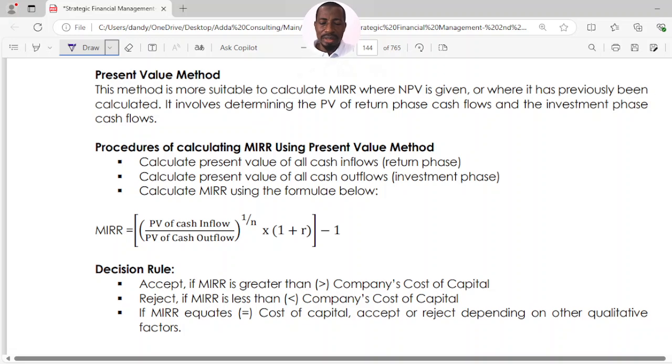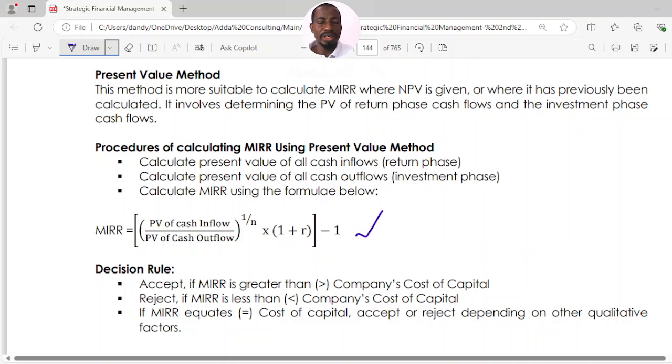formula. Now, this is the formula that you are going to use to calculate the modified internal rate of return. On the day of your exam, this particular formula will be given to you at the back of your question paper, but it is not called present value of cash inflow over present value of cash outflow raised to power 1 over n. It is called PV of return phase, then PV of investment phase.